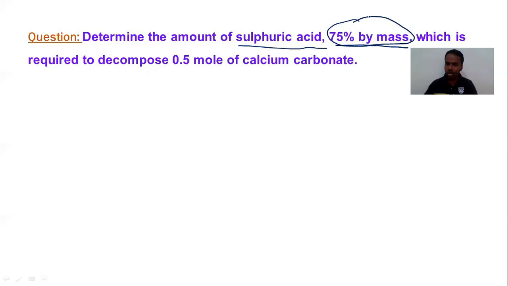So 75% pure means, what is the meaning of 75% by mass? Out of 100 grams of this sample, it contains 75 grams of H2SO4. The remaining grams is impurity. That is the meaning of 75% by mass. Mass means weight by weight relationship. So 100 grams of this sulfuric acid contains 75 grams of H2SO4. That is the meaning.